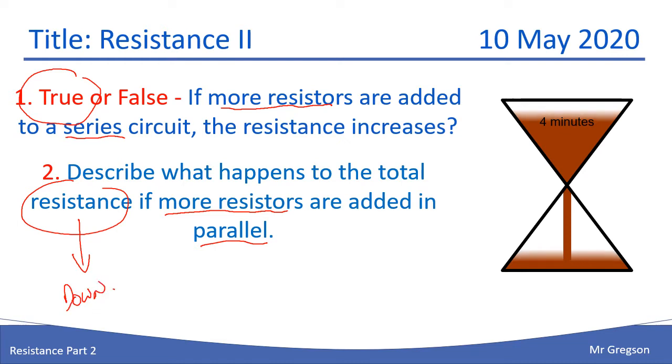Okay, so if we're not getting a handle on that, there are two types of circuits, and that determines what's happening to our resistance.